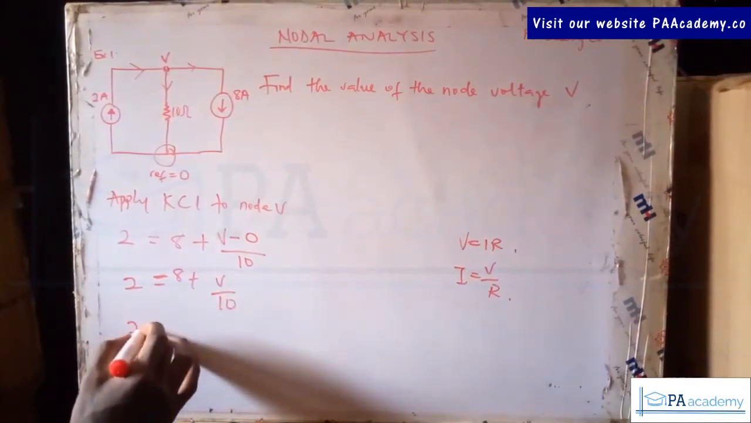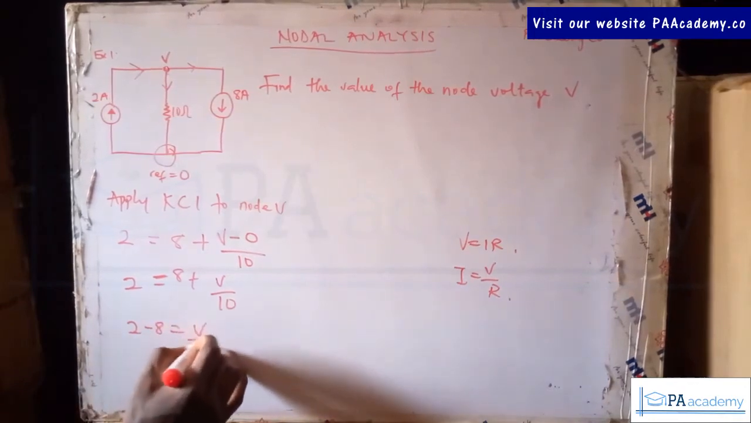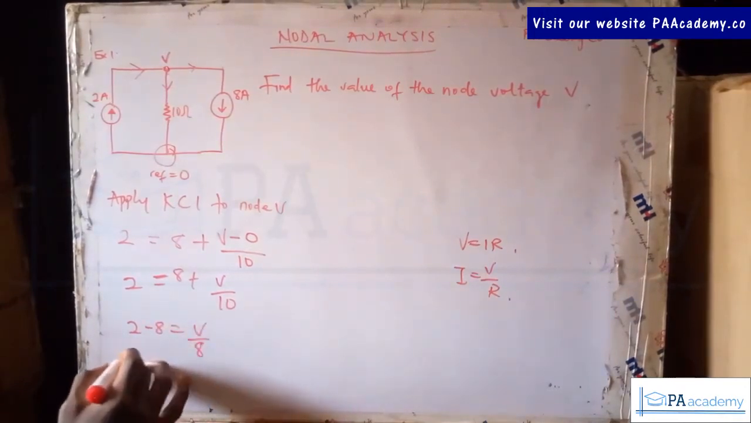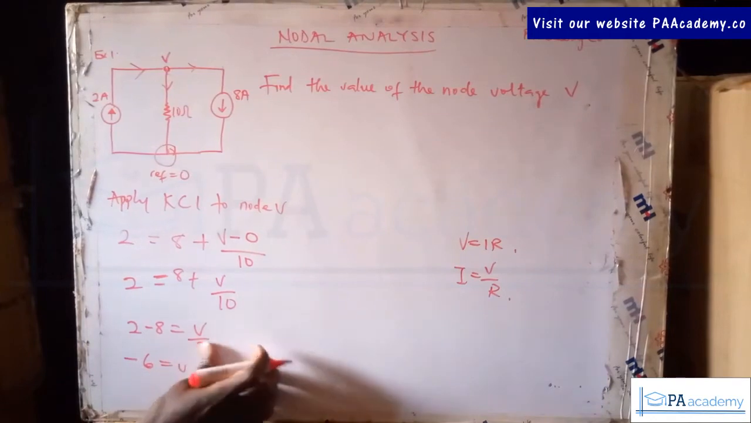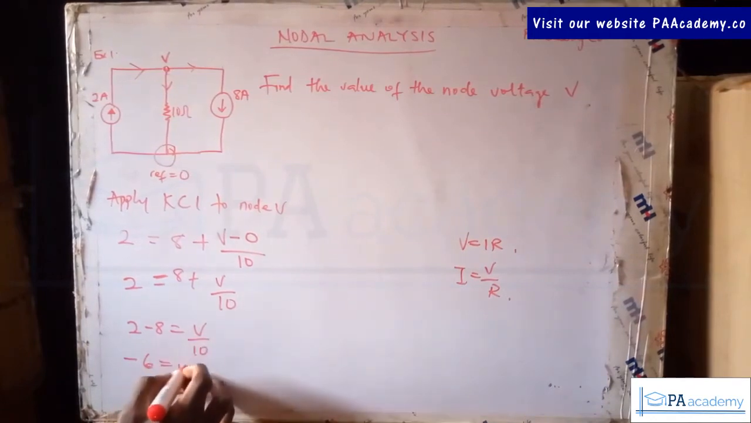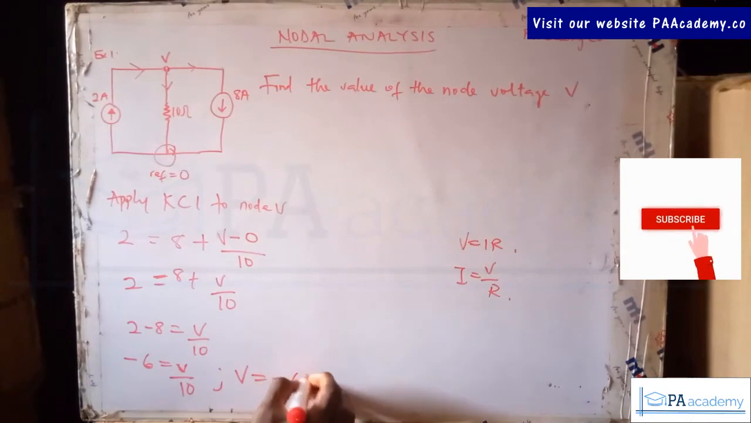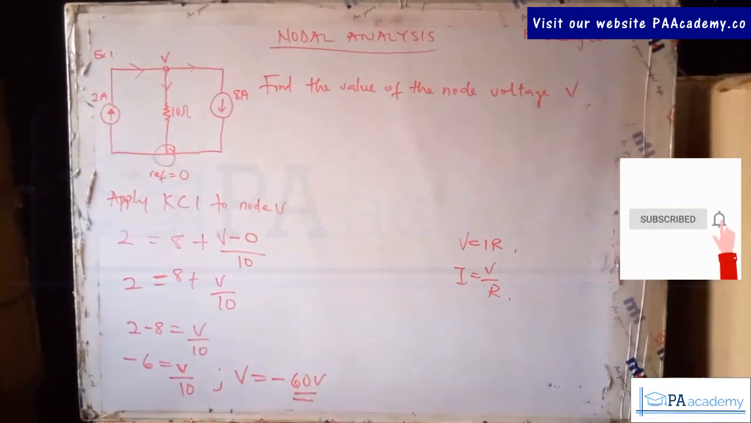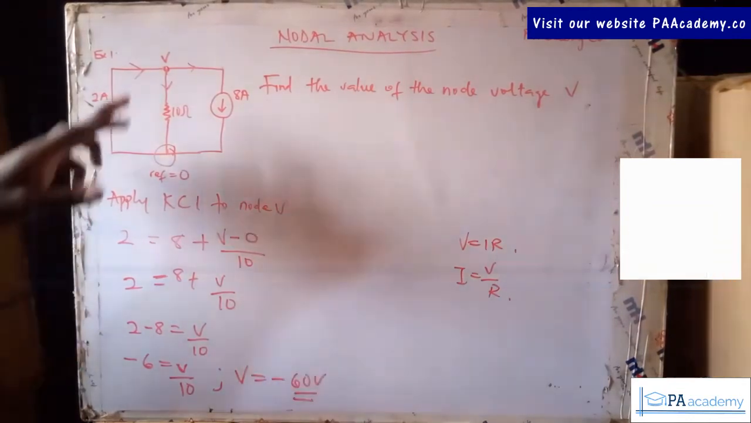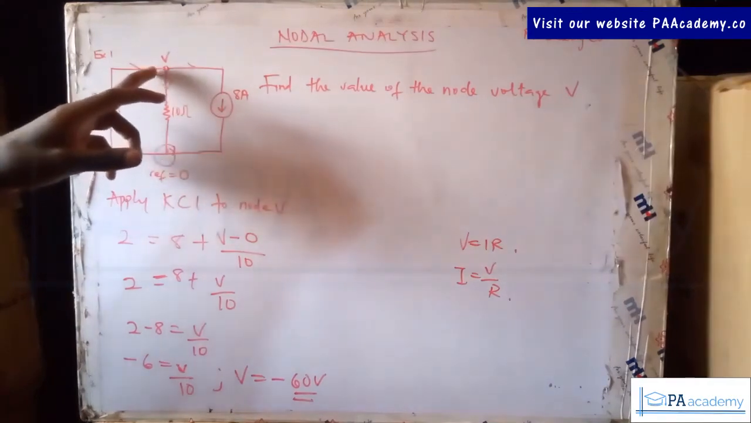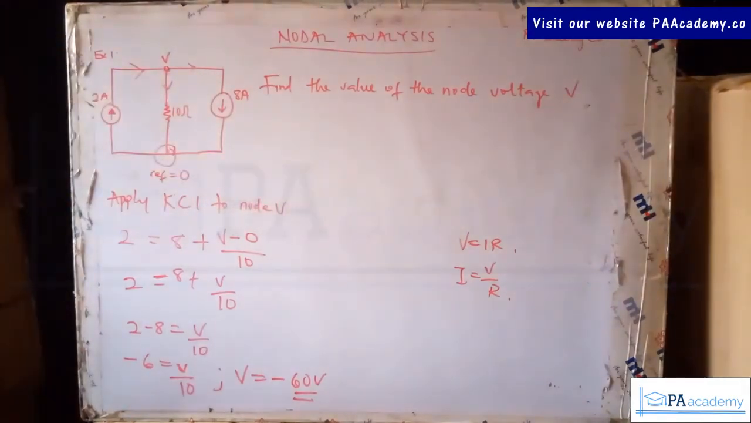So this is just the normal math. This will be 2 minus 8 equals V over 10. And with that we have minus 6 equals V divided by 10. Once you cross multiply, V equals minus 60 volts, and this is the answer. So the nodal voltage at this point V is minus 60.